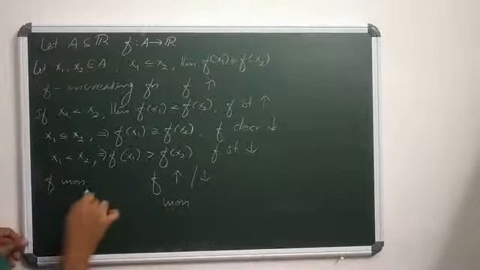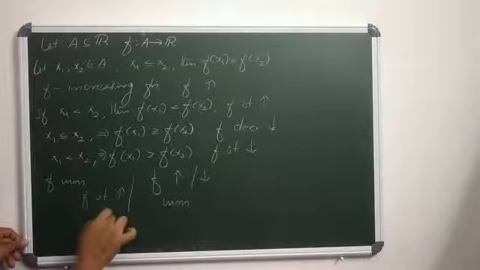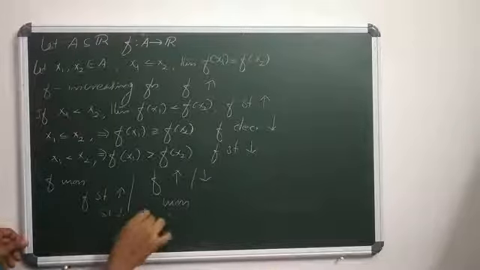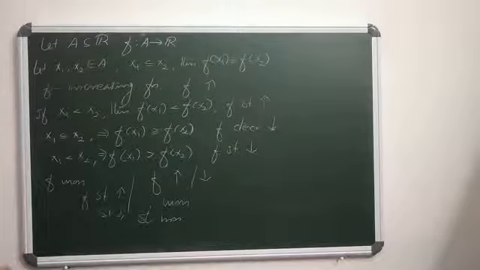If f is strictly increasing or strictly decreasing, then f is said to be a strictly monotone function. So this is the meaning of monotone. f is monotonic means either it is monotonically increasing or it is monotonically decreasing.